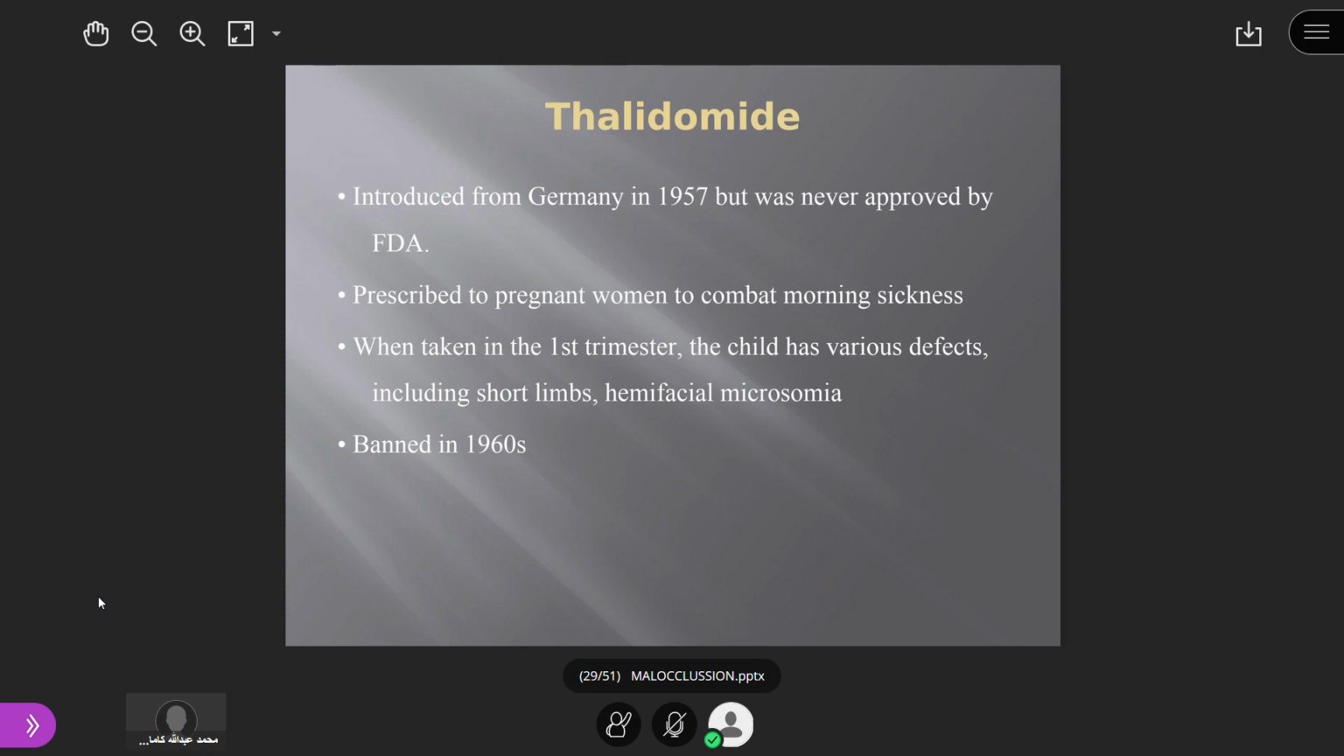Thalidomide was a drug, right? It was introduced from Germany in 1957 but was never approved by the FDA, prescribed to pregnant women to combat morning sickness, which is very common during the first trimester of pregnancy, and if taken can result in various defects like short limbs, hemifacial microsomia, but this drug was banned in the 1960s.